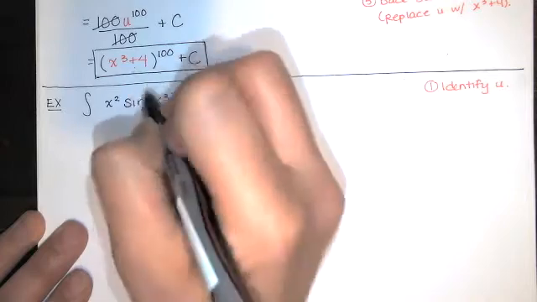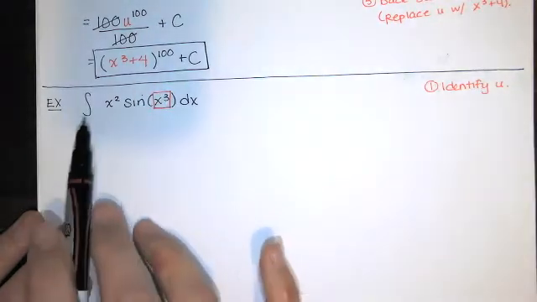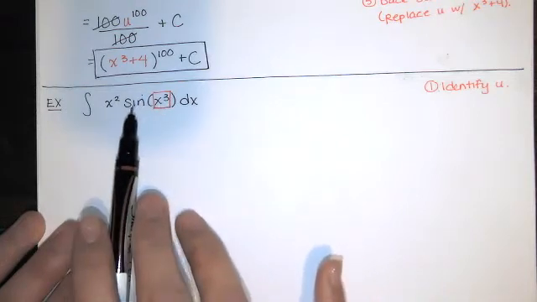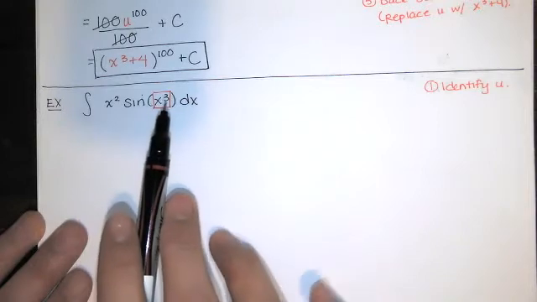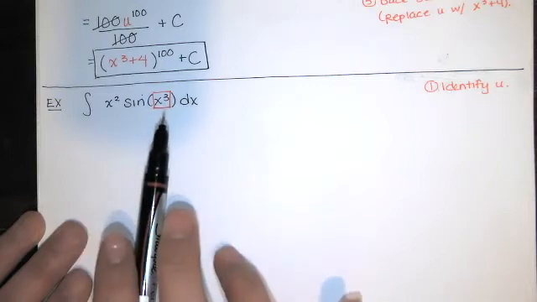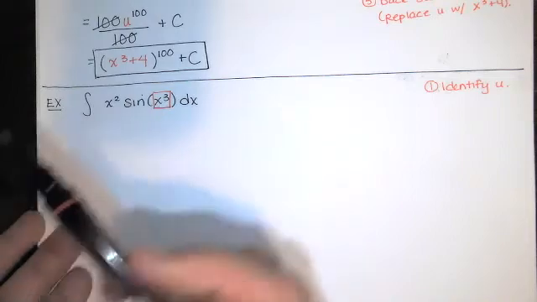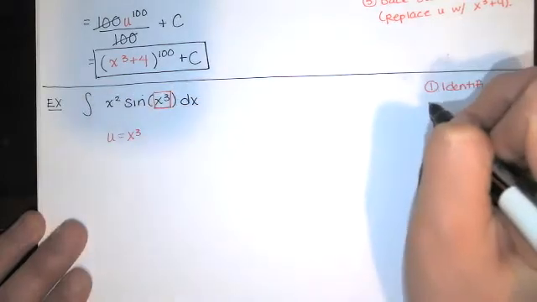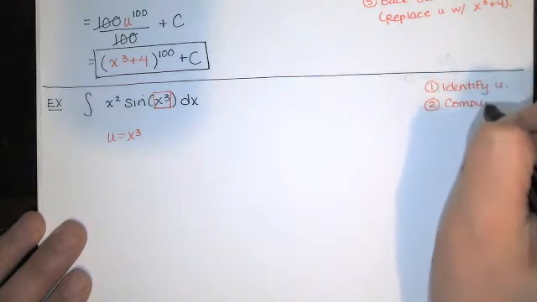This x cubed is a good choice for you because it's inside the sine function. This is x squared times sine of x cubed. That's not sine times x cubed. You always have to take the sine or cosine or tangent of something. There always has to be an angle there that you're evaluating that trig function at. So this x cubed is inside the sine function, so that makes it a good choice for you. So we identify u. Then if we want to see if this will work, we compute du.